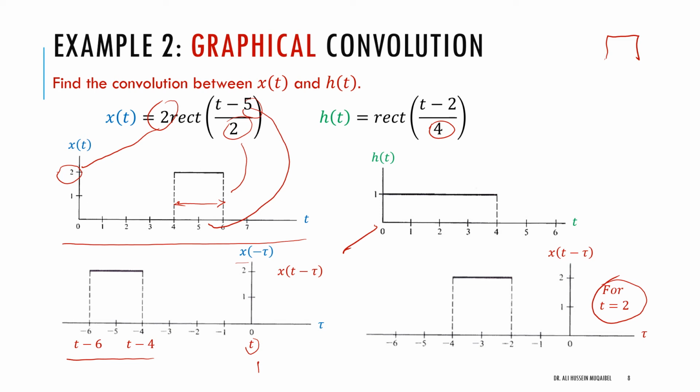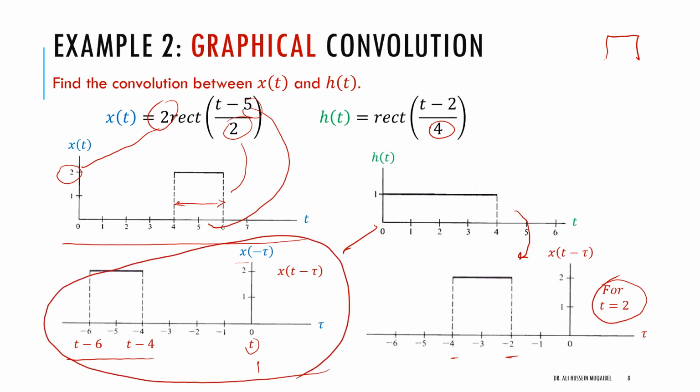So this becomes 2 minus 4, which is minus 2. This becomes 2 minus 6, which is minus 4. So if you multiply these two signals, in this case you get 0. That will give you the convolution at one specific point. If you want to make it general, then you keep using the variable t, and we perform different operations. So how many cases are we going to get here?